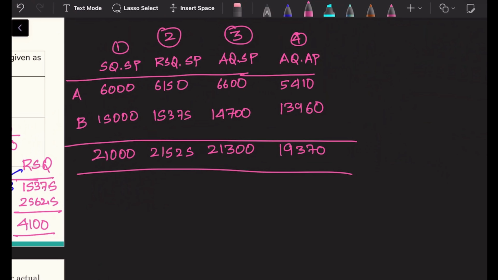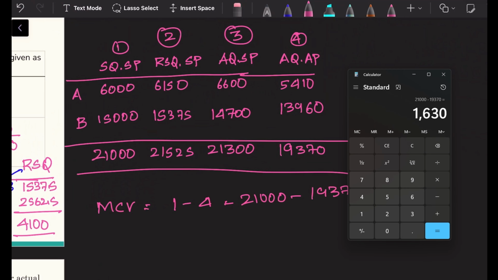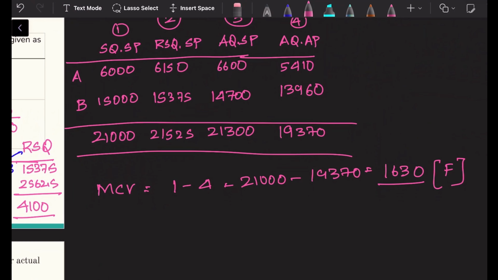So first, what you have to calculate? Material cost variance. This is nothing but 1 minus 4. So 21,000 minus 19,370. So this is 1630. Since this is a positive value, we call it a favorable variance. So this is material cost variance.